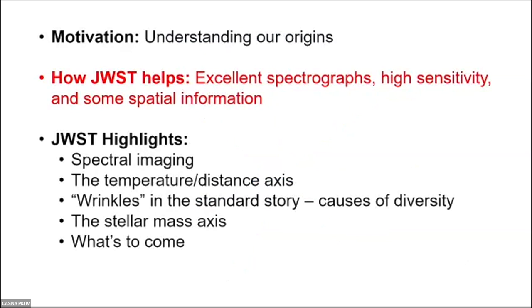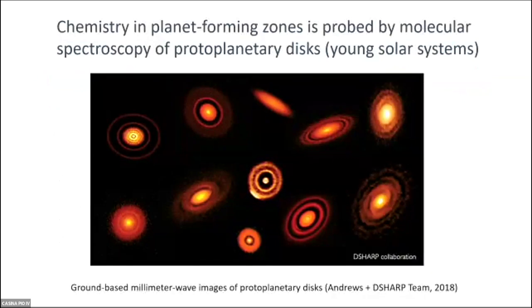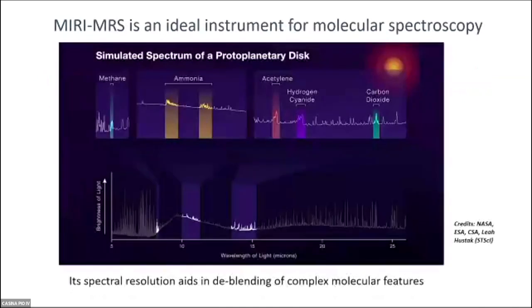So let me tell you a little bit in particular about how JWST helps our field. So if we're wanting to study chemistry in planet-forming zones, what we do is use molecular spectroscopy, and we focus on protoplanetary disks. And for any non-experts here, those are just young solar systems. And this is what they look like. This is a little gallery of millimeter wave images from the ground. So you can think of this as the baby solar system out of which the planets eventually form.